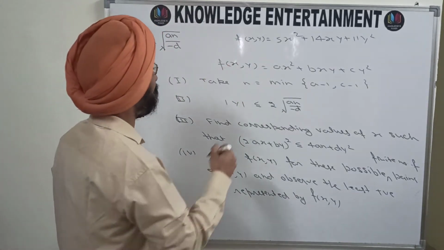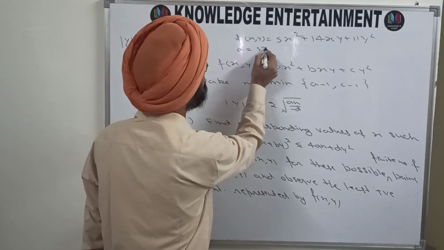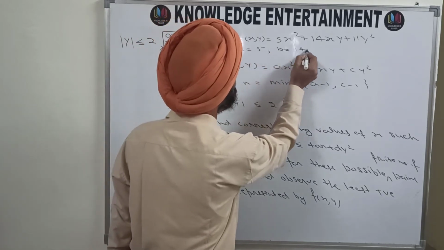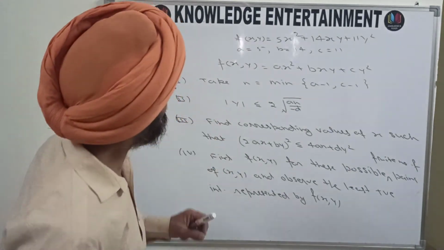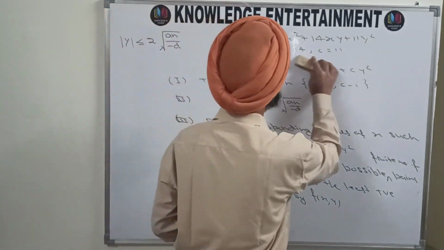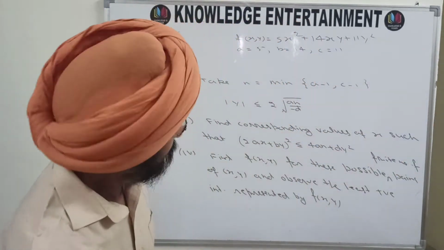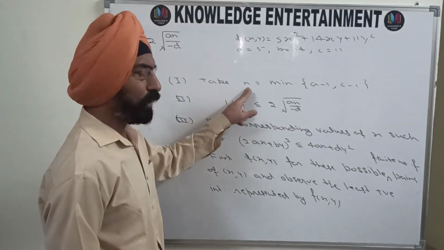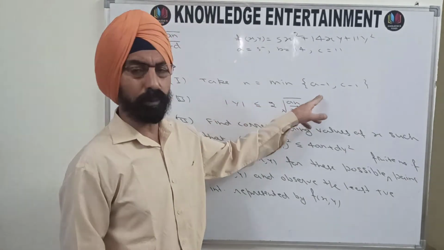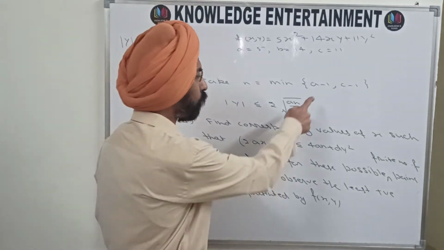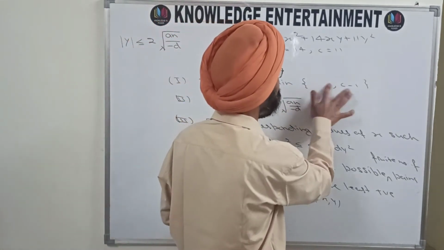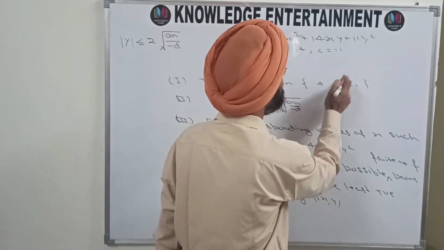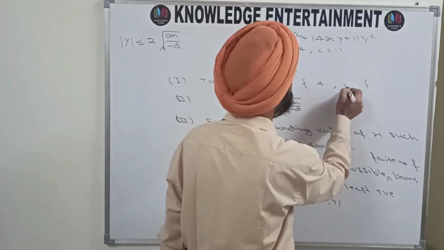What is your a here? Your a is 5, your b is 14, your c is 11. So, I am moving now step by step. In the first step, what am I to do? I am to find the value of n such that n is the minimum of a minus 1 and c minus 1. So a minus 1, your a is 5, so 5 minus 1 is 4, and c is 11, so c minus 1 is 10.